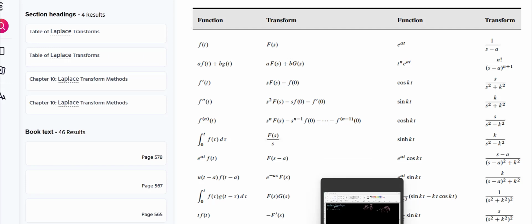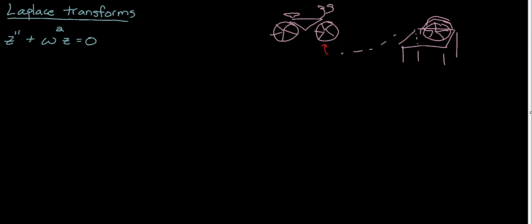So let's go back. I've got a second derivative, z double prime, plus omega squared, and that's just some number. It might be 5, might be 2 pi over 10. I don't care. It's just a number. I'm going to keep it there for now. Times z equals 0. So the first thing I need to transform is the second derivative of z.